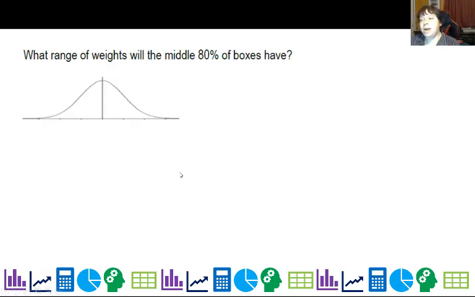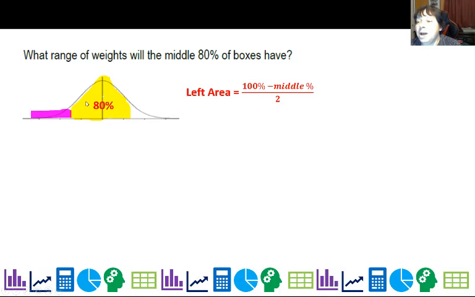So one more to practice. What range of weights will be in the middle 80% of boxes? Same thing, go ahead and mark the middle 80%. And we're going to basically take the leftover area, which is 100% minus 80% divided by 2. That's 20% divided by 2, or 10%. So this area, the purple, is 10%.